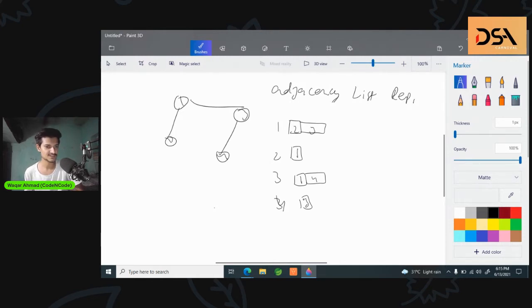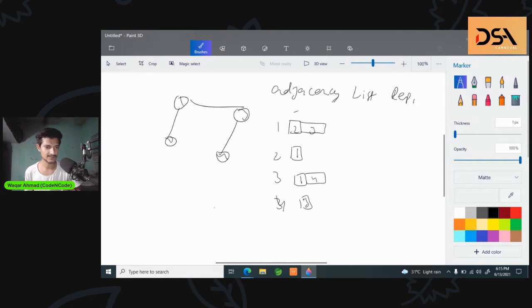So here you see the space that we are using is very much less as compared to adjacency matrix representation, which requires n square space. Here the space is only linear, not quadratic. So this is one of the major benefits that you get using adjacency list representation.